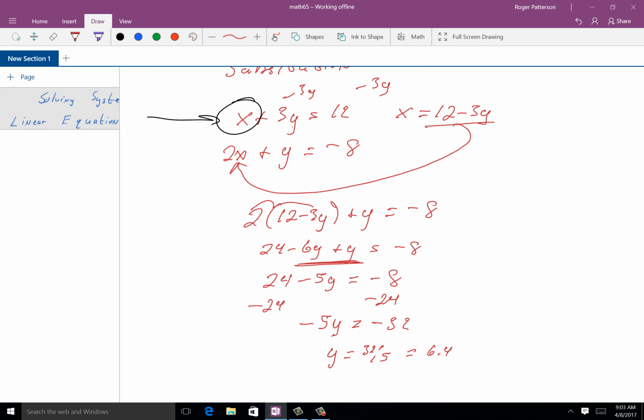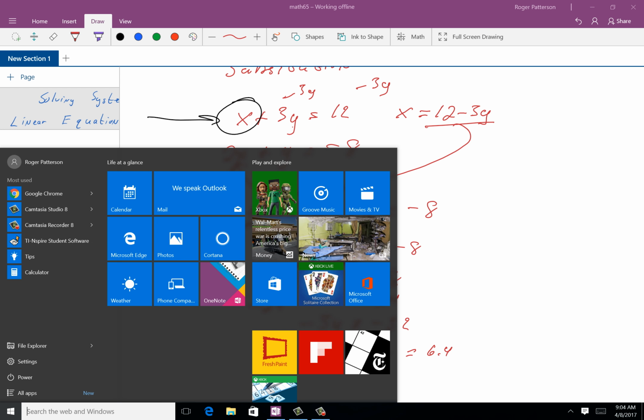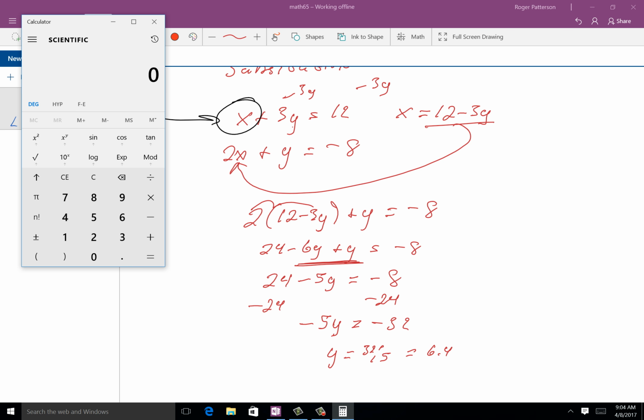I can substitute this 6.4 into any one of these equations that I want to. But it makes a heck of a lot more sense to put it into this equation, because then I can just use a calculator. Let's see if I can find one here on my calculator. Oh, there it is. So I'm going to go, let's see, 12 minus 3 times 6.4. And hopefully it's a scientific calculator, not a 4-function one.